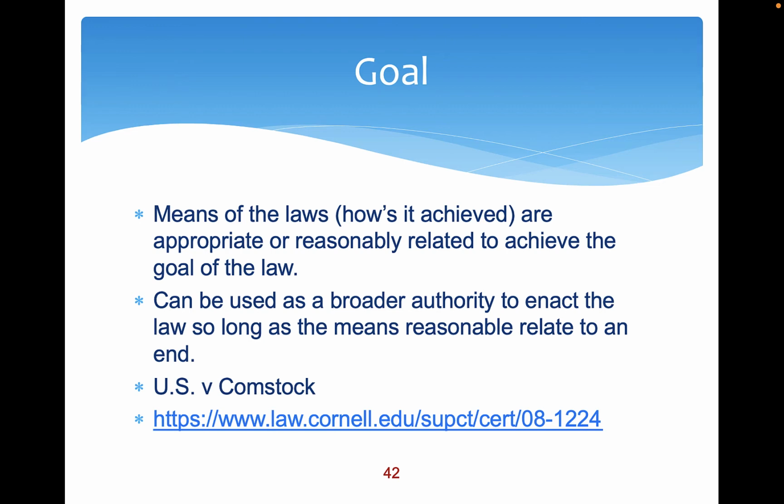So there has to be a goal from this law, right? Or from this clause. So the means of the law, or how it's achieved, are appropriate and reasonably related to achieve that goal of the law. It could be used as a broader authority to enact a law so long as the ends justify the means, which is a classic kind of Machiavellian type statement.